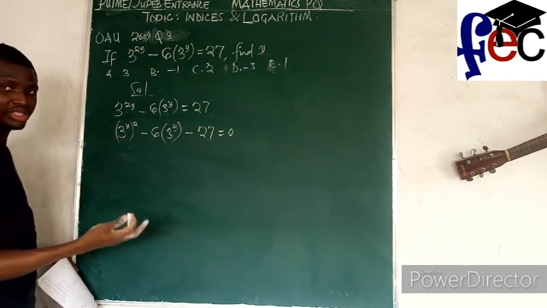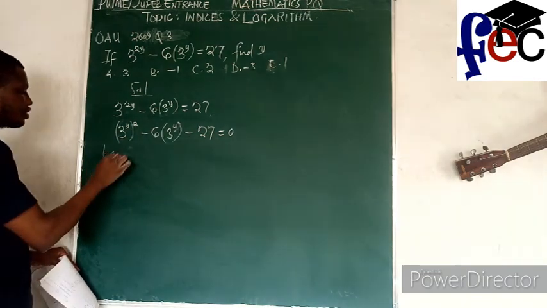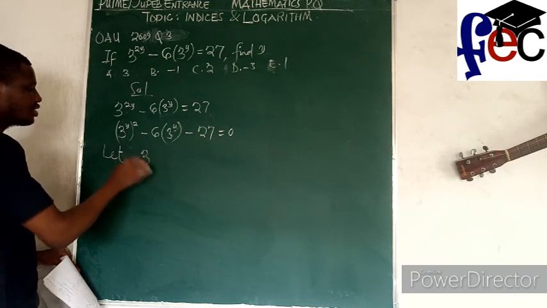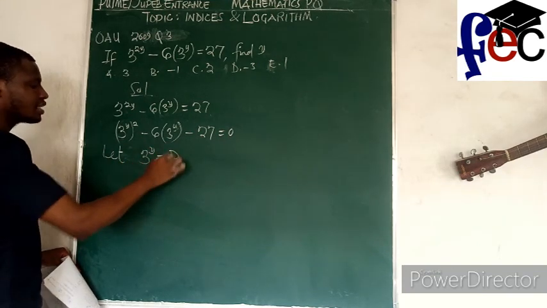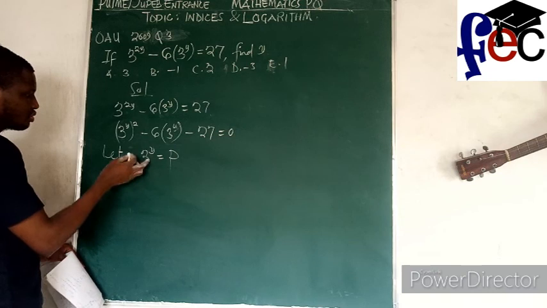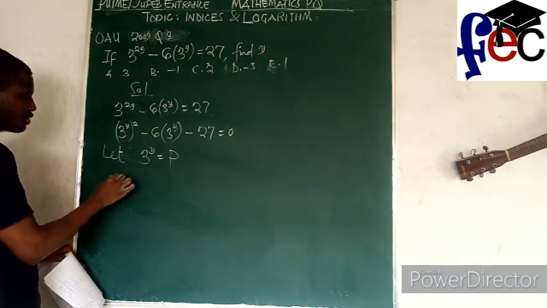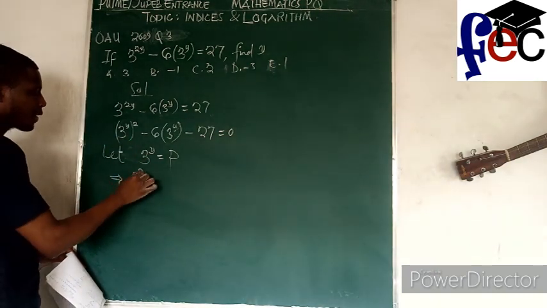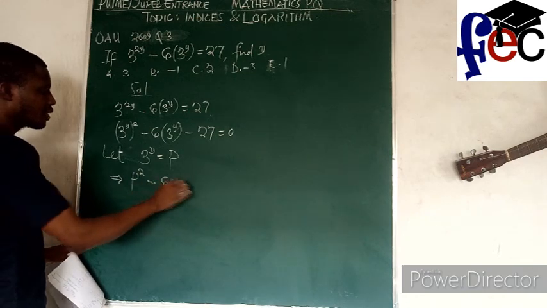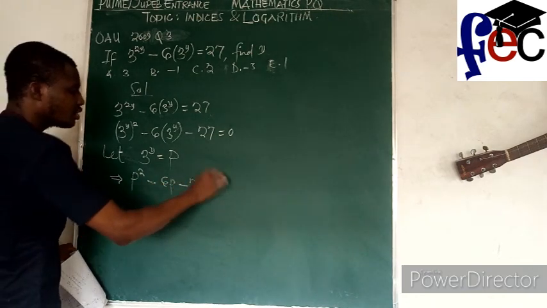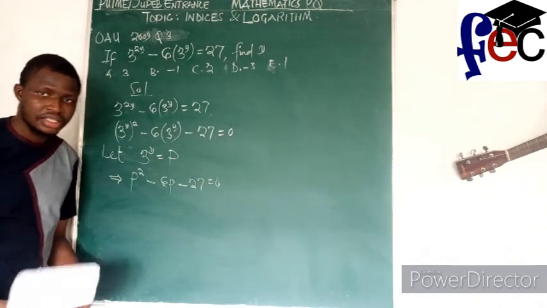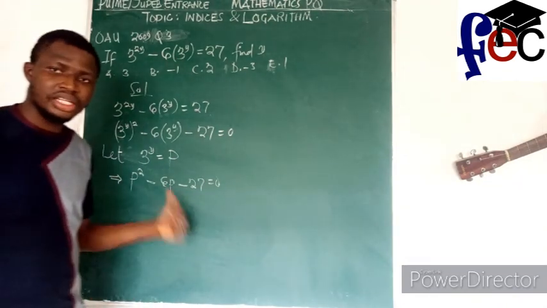To make the work easy for me, I can now introduce, let 3 raised to power y be another letter p, for example. So when we substitute that, we are going to have what? P squared minus 6p minus 27 is equal to 0. Alright, so look at this now. This is already a quadratic equation.